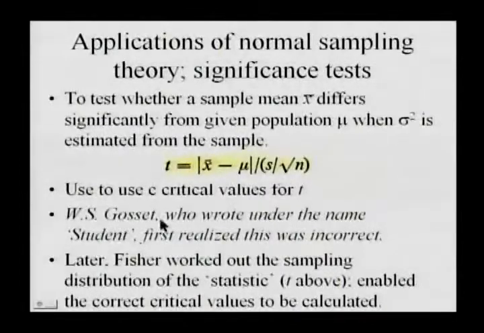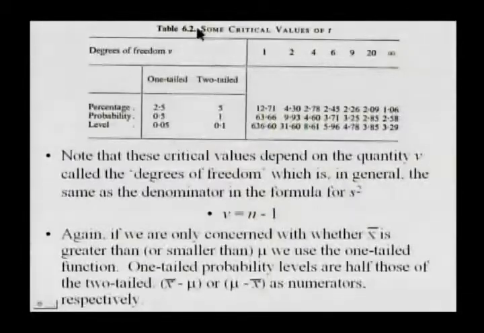But W.S. Gossett, who wrote under the name of Student, was the first to realize that that was incorrect. So now we recognize the source of the name, the Student's t-test, and a t-table for it. Later, Fisher worked out the sampling distribution of this t-statistic, which enabled the correct critical values to be calculated. The t-table that we are all somewhat familiar with, the critical values of t.